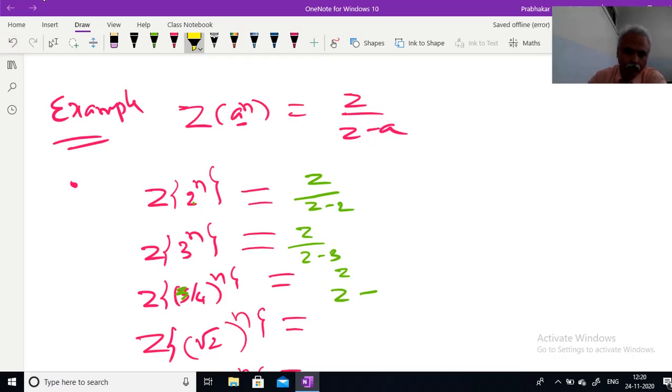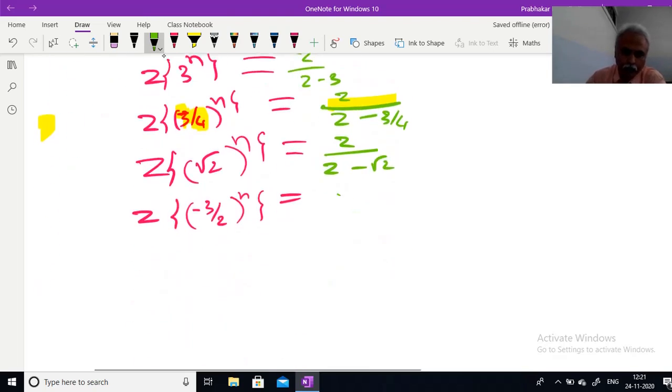So we are writing z transform of, as I was telling, whatever is there you have to write. So z transform of 3 by 4 raised to n, just like 2 is z by z minus 2, 3 is z by z minus 3, 3 by 4 is z by z minus 3 by 4. Can you tell me similarly, what is this? Z by z minus root 2, whatever is there.